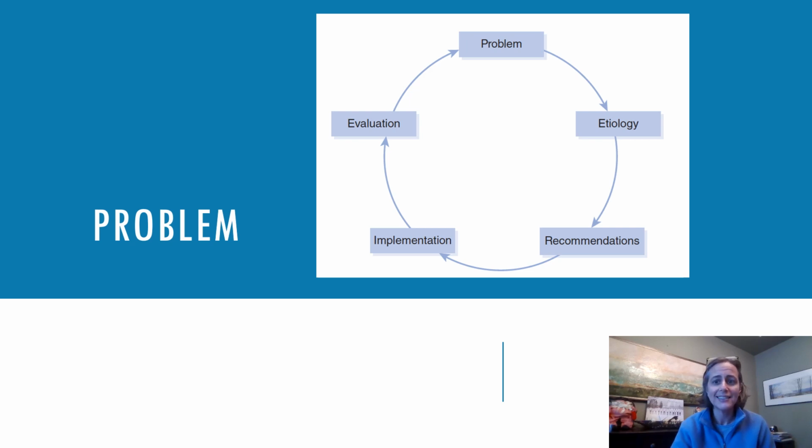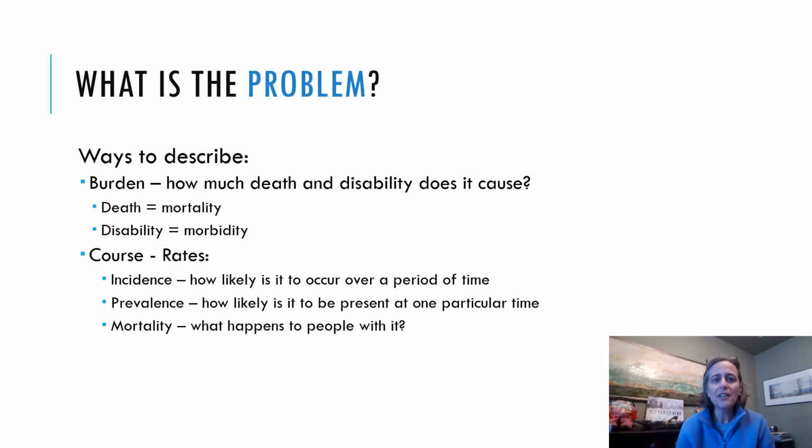Problem, what is it? So we want to be really clear about what the problem is, and some of the ways that we describe problems in public health are in terms of its burden. So how much death and disability does it cause? Death would be your mortality, how many people actually die as a result of this condition. And disability is often referred to as morbidity. So how many people aren't able to live their lives as fully or as healthfully as they otherwise would because of this condition. And then we want to understand the course of the disease.